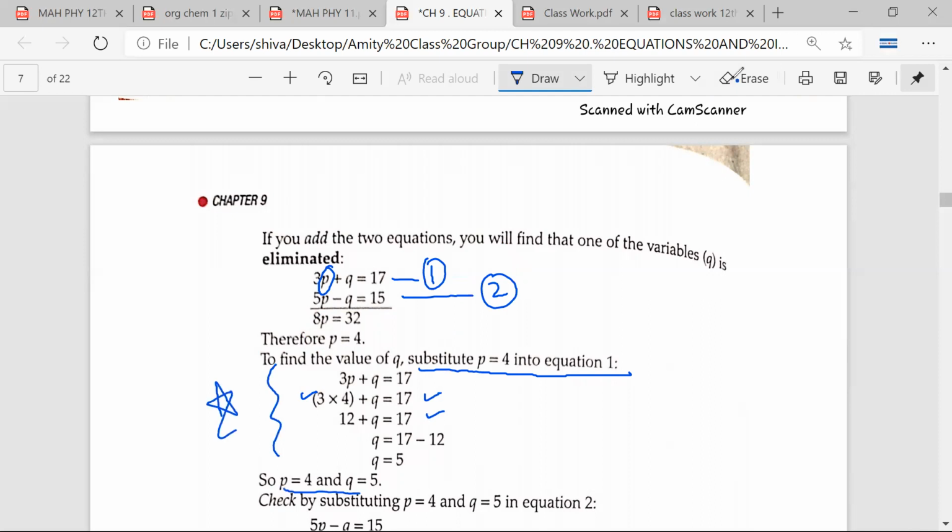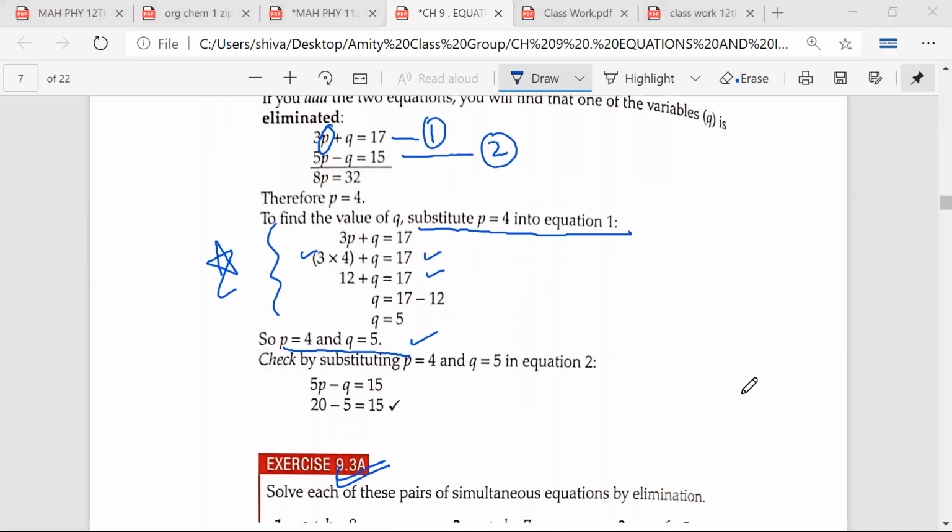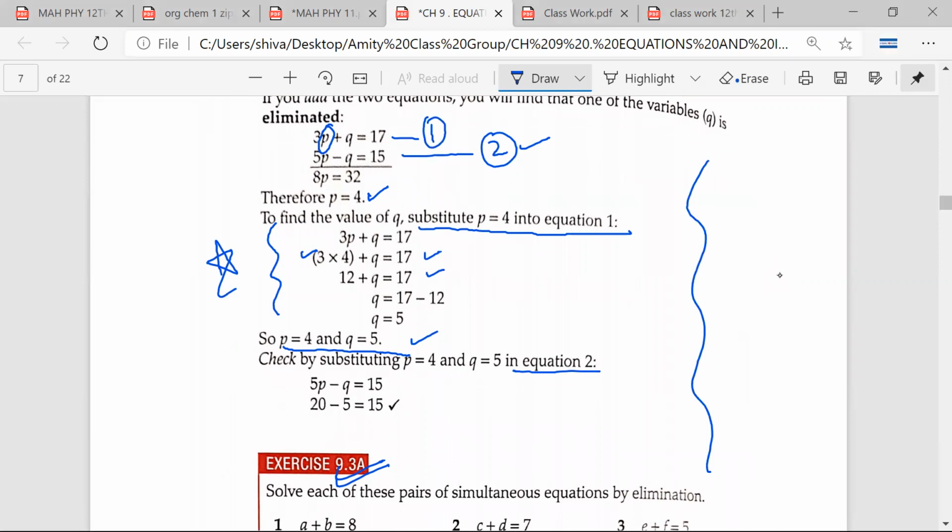Yeah. So p is equal to 4 and q is equal to 5. And what your book is also suggesting is that similarly, if you had put the value of p is equal to 4 in equation 2, the same answer you would have got. Sanvi, any doubt? No, sir. Perfect, sir.